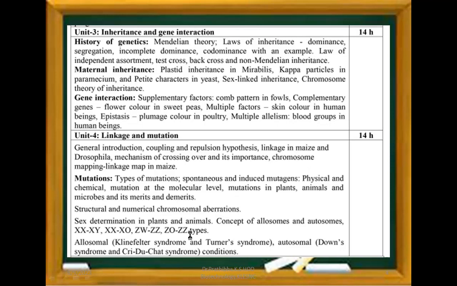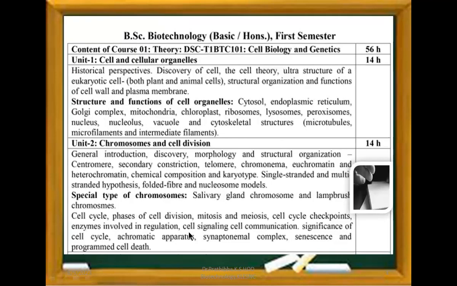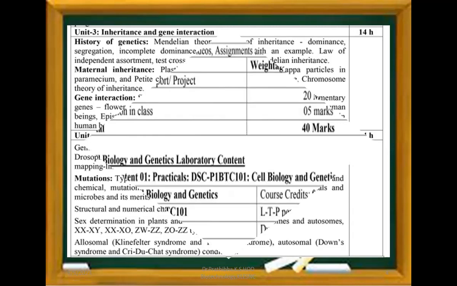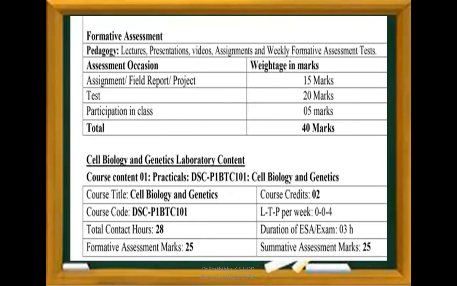So these are the 4 units you are studying in your syllabus. Unit 1 heading: Cell and Cellular Organelles. Unit 2: Chromosomes and Cell Division. Unit 3: Inheritance and Gene Interaction. Unit 4: Linkage and Mutation. So these are the 4 units you are studying in your first semester Biotechnology syllabus.